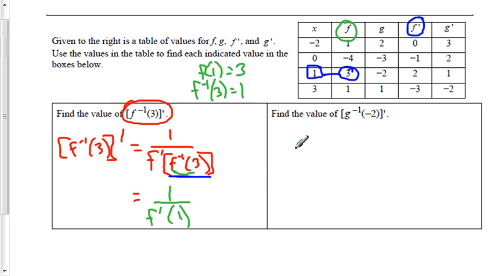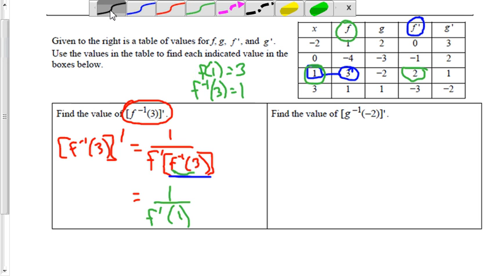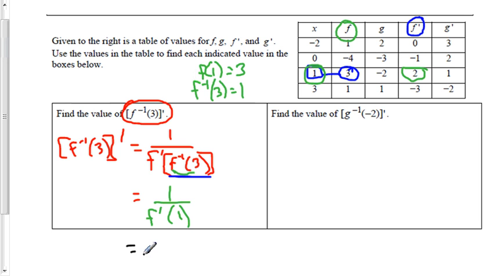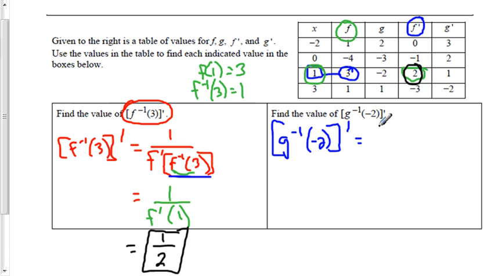And now I need to go look and say, hey, what's the value of the derivative of the function when x is 1? And I see over here that that's going to be 2. And so I just found the derivative of the inverse, and that's equal to 1/2. Okay, let's try this last one. All right, so now I'm trying to find the derivative of the inverse of g at -2.